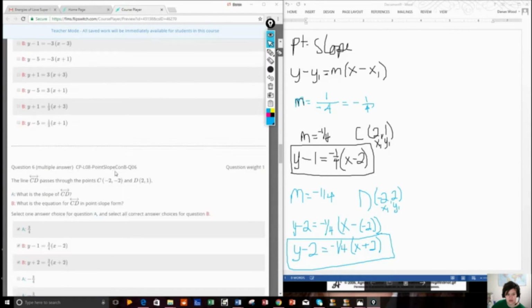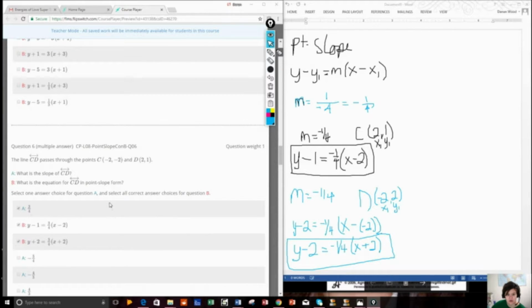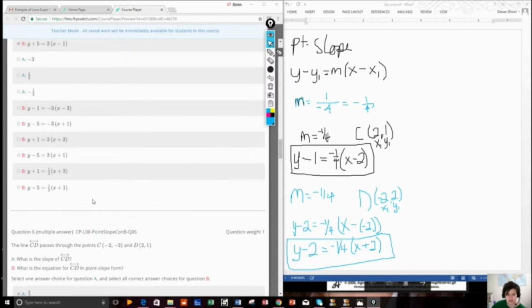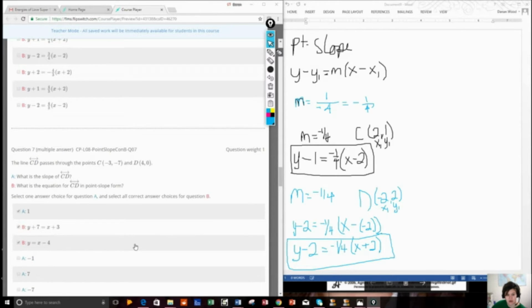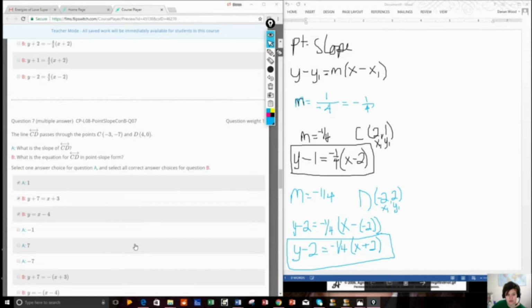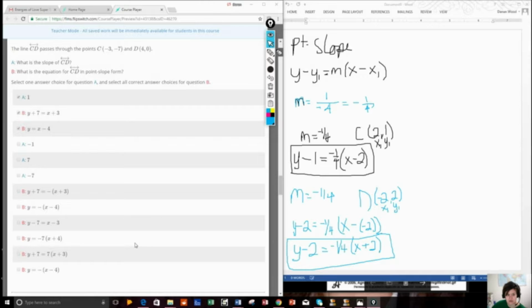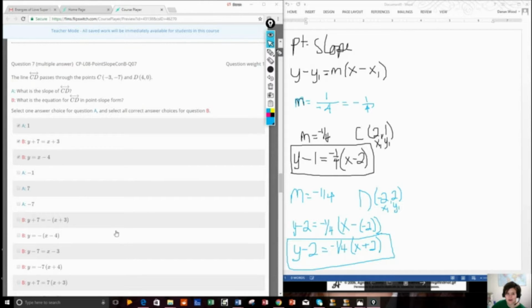Alright, question 5 is like question 4. Question 6 is like question 4, except that they do not have it graphed out for you. You can graph it out, or you can do the algebra for it. Okay. Question 7. Alright, well, we'll do question 7, where it's not graphed out.